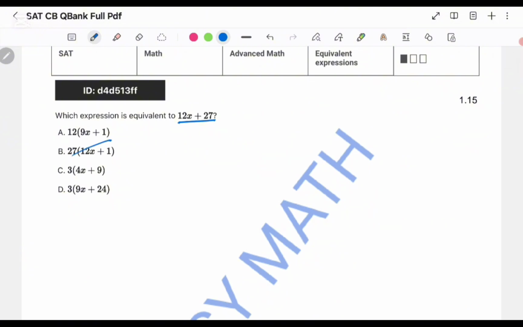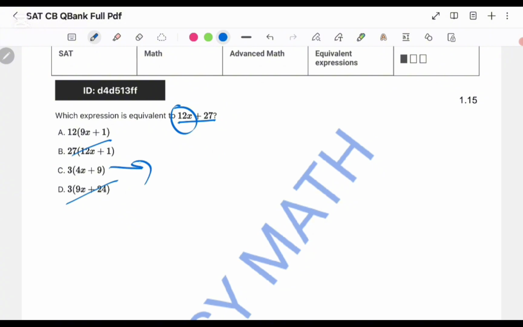You cannot go with B, you cannot go with D as well, because if you do the first expansion, 3 times 9 is 27, not 12. And if you do A as well, 27 times 12 is 324, which is not 12. So it could be A or C.